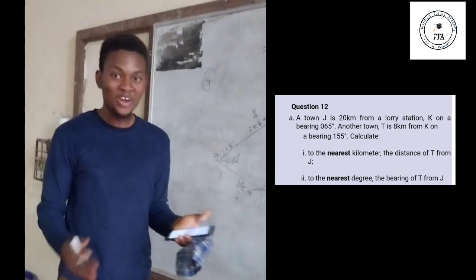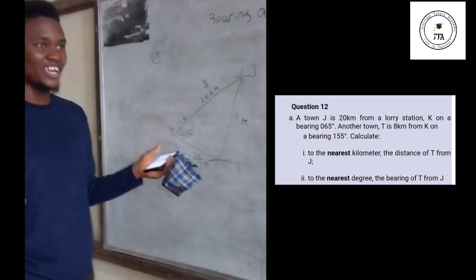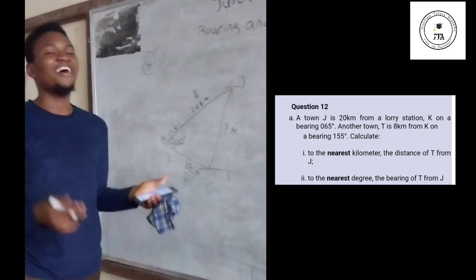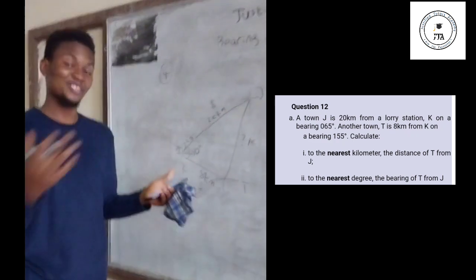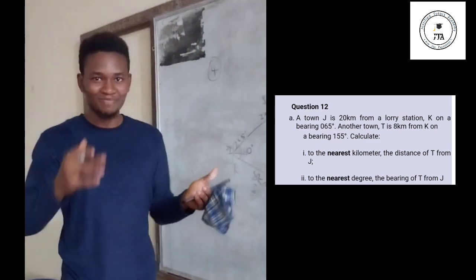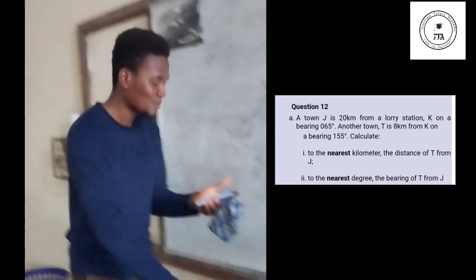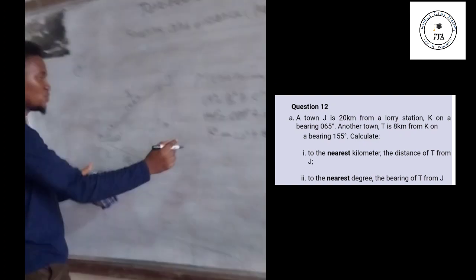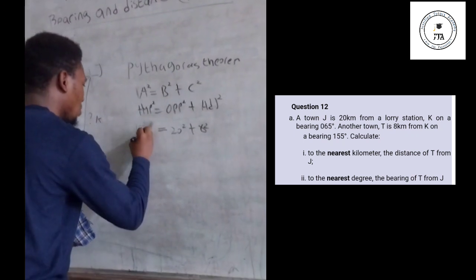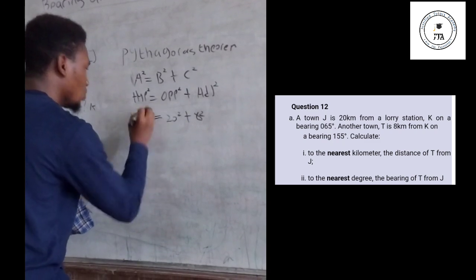So that's it, guys. Most times when I do a bearing question like this, once you see the question, you already know that you need to find just the distance and the bearing. So that's how it is most times. Just follow me through. Now this is what I'll call the distance between T and J, so I'll call this TJ square.